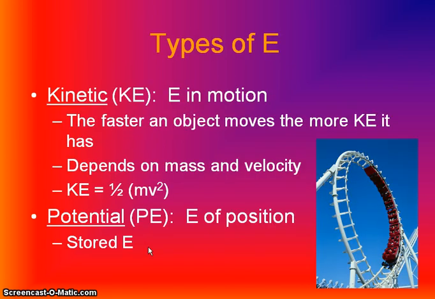There are a couple different types of energy, the first being kinetic, and that's just energy of motion. The faster an object moves, the more kinetic energy it will have. To find kinetic energy, you're going to need mass and velocity. This is our equation here, 1/2 mv squared, where mass is m and v is velocity. Another type of energy is potential energy, and that's energy of position or stored energy. So there are different types of energy that things can be converted to.